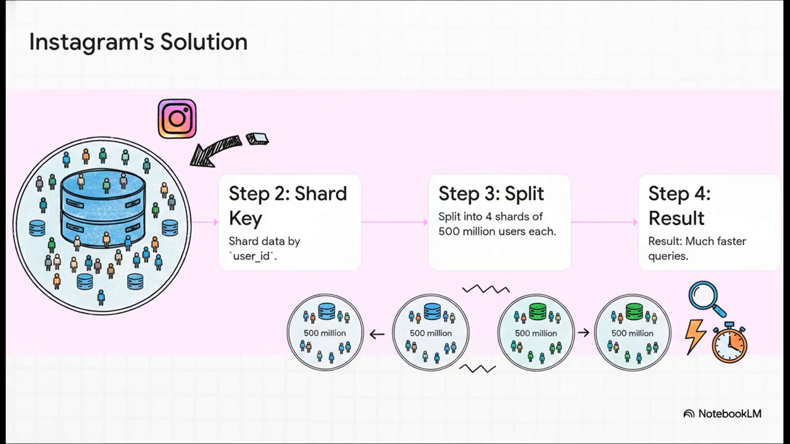And we can see exactly how a company like Instagram puts this into practice. Okay, so they start with their 2 billion users. They decide to shard, or split up, their data based on each user's ID. They could, for example, split it into 4 shards, with each one holding about 500 million users. And what's the result? Well, instead of a query having to search through a single table with 2 billion rows, now it only has to search a table with 500 million. It's just so much faster.